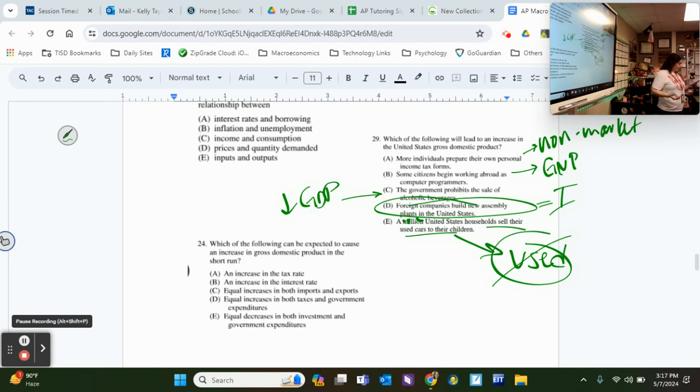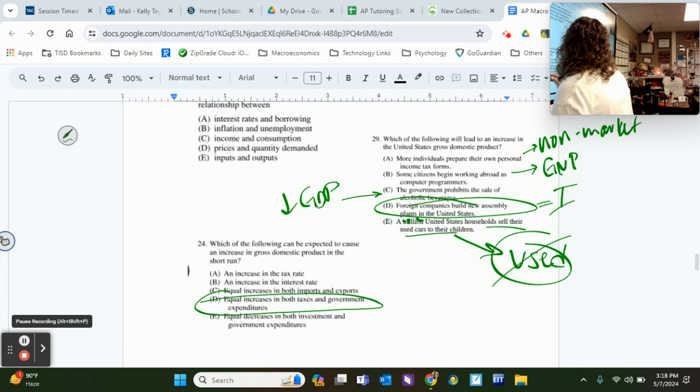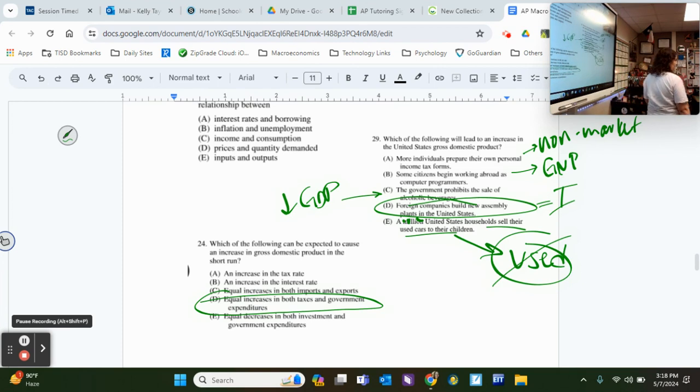And 24, last but not least: which of the following is expected to cause an increase in GDP in the short run? We just talked about this 5 seconds ago. We said that anytime taxes and government spending change by the same amount, GDP is still going to change. They're not going to cancel each other out, which is why D is the correct answer here.